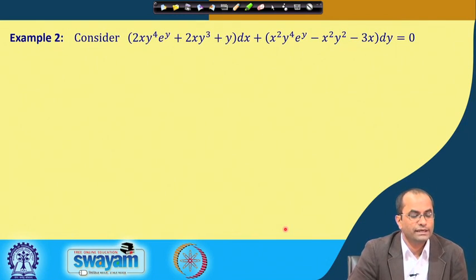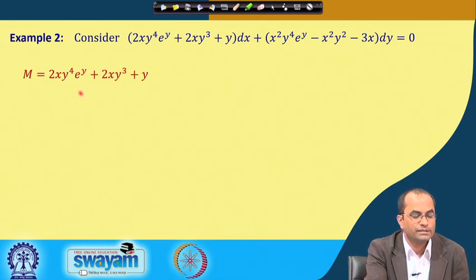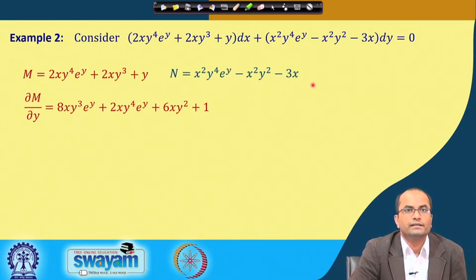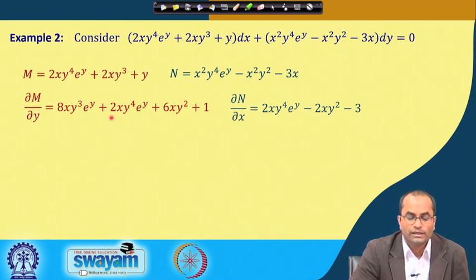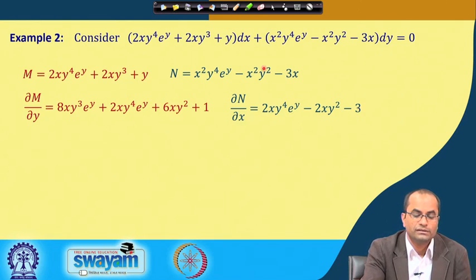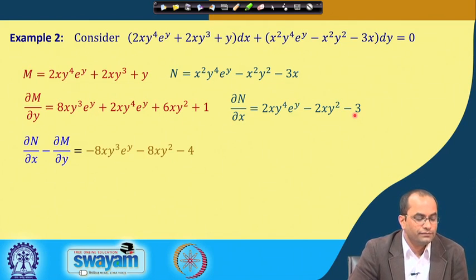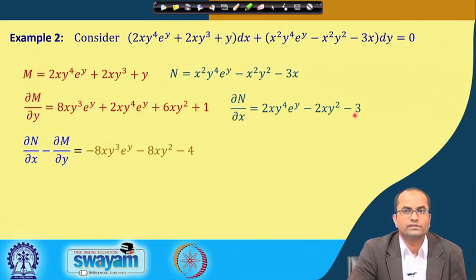Another example, we take with this M and this N here. So, M is given by this, N is given by this, and again we can verify that del M over del y is coming to be this complicated expression here. Also, del N over del x is coming out of this N, this complicated expression again. But if we take this difference, del N over del x minus del M over del y, naturally it is not 0, otherwise the equation will be exact.